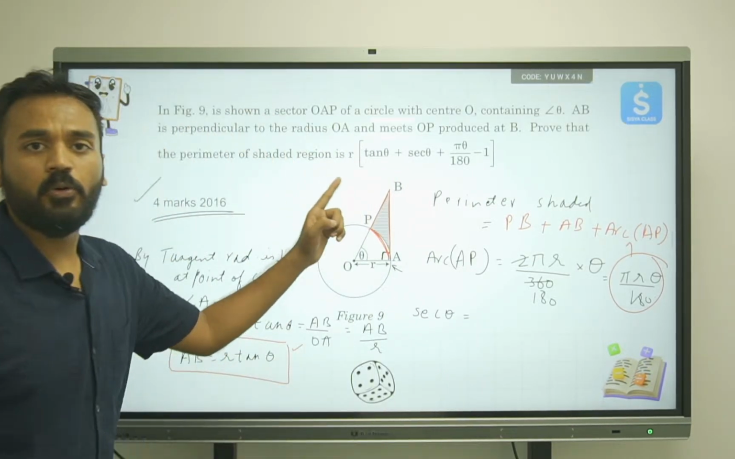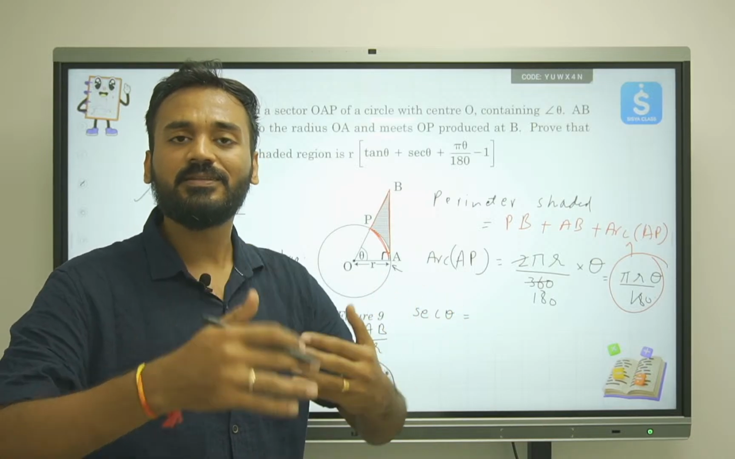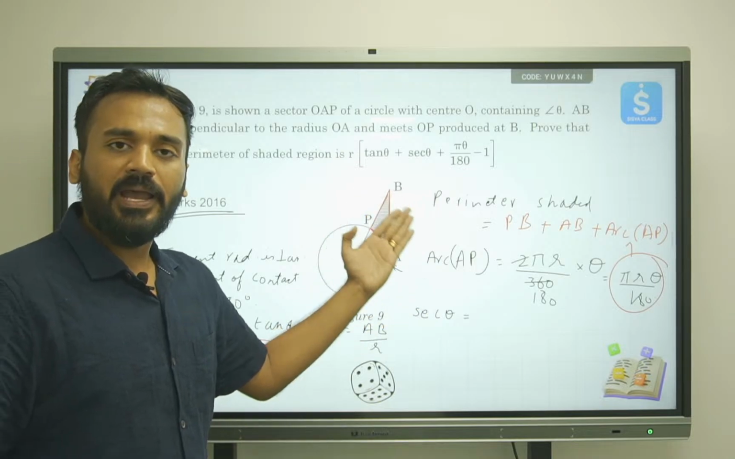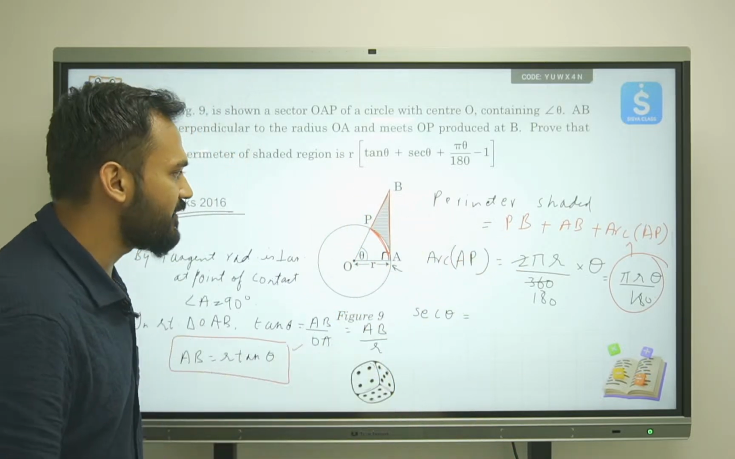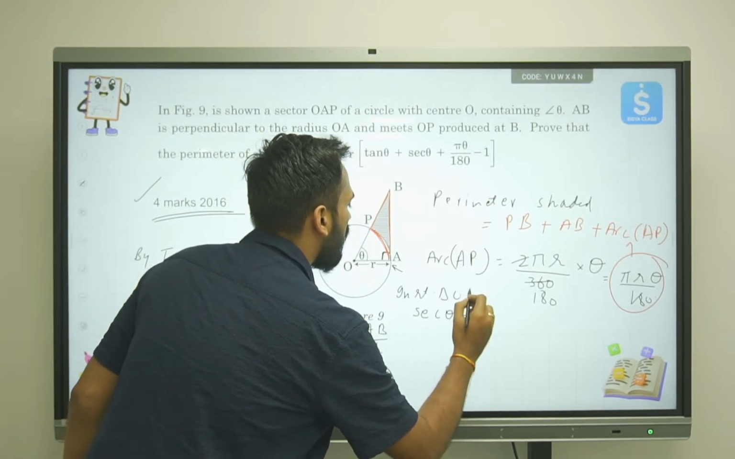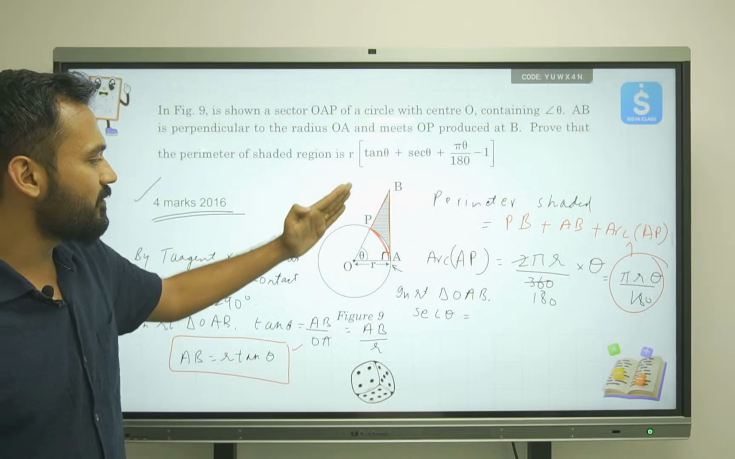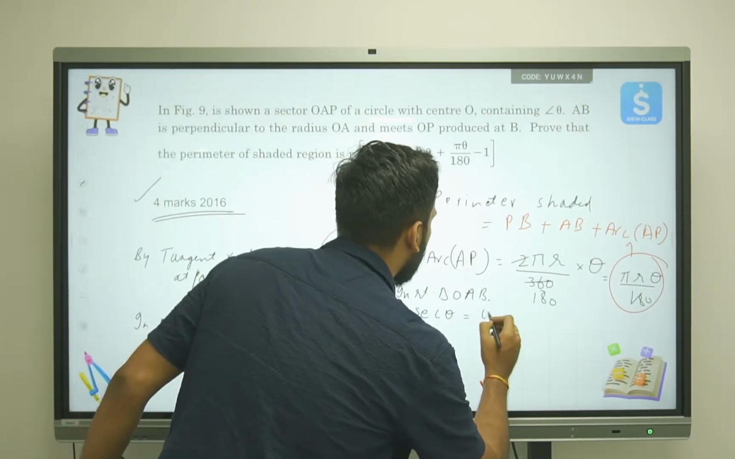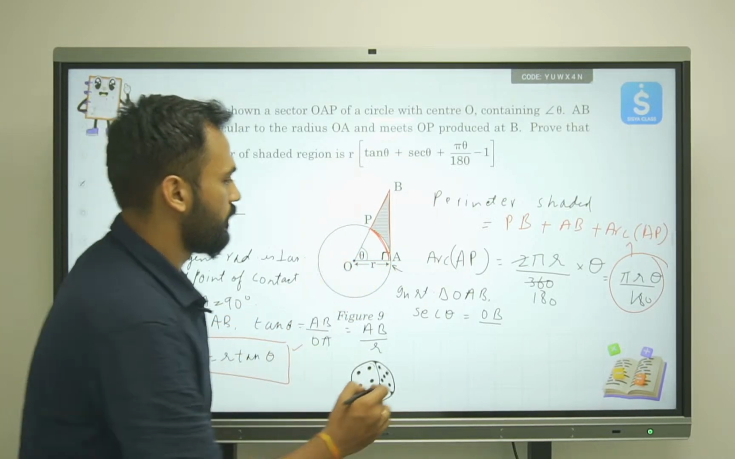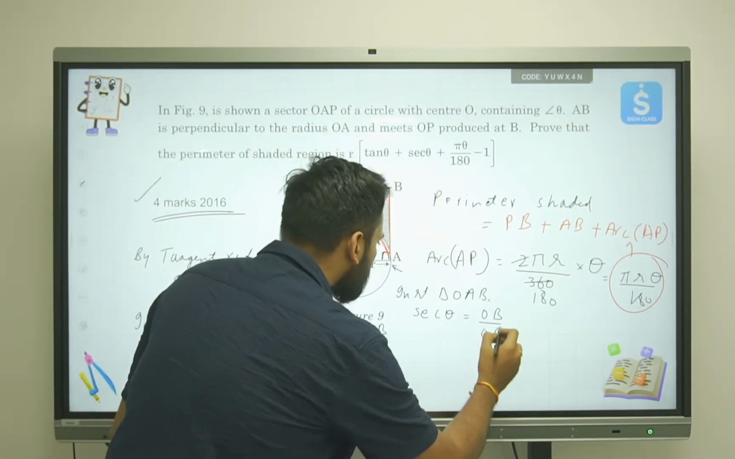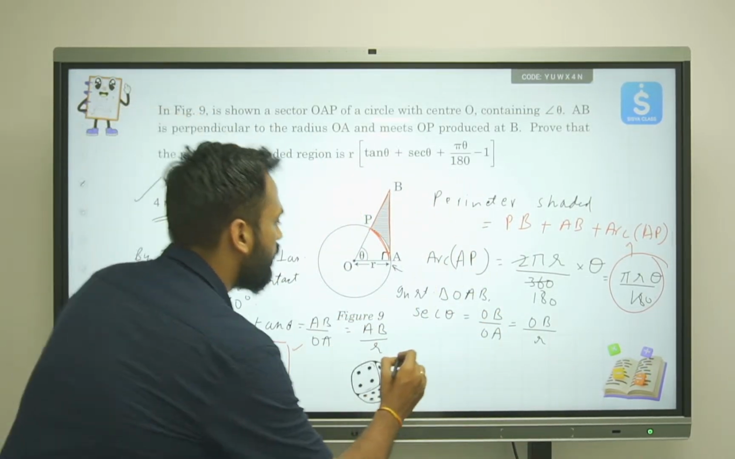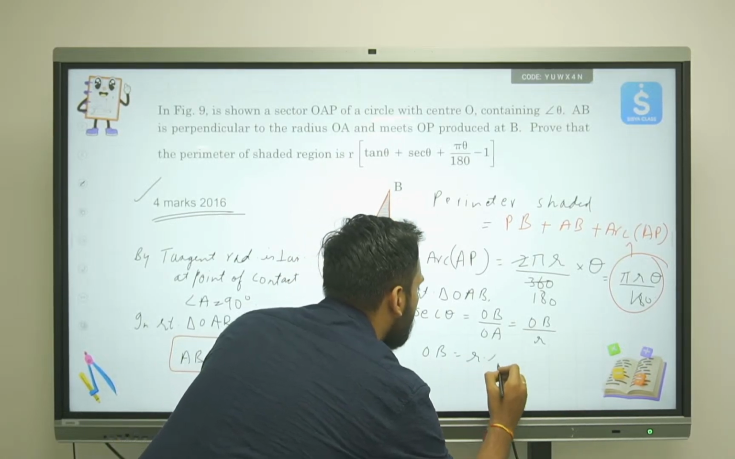Secant of theta is hypotenuse divided by adjacent side. It is just the reciprocal ratio of cosine, right? Cosine is adjacent side by hypotenuse. Therefore, secant is hypotenuse upon adjacent. What is the hypotenuse in this right angle triangle? Again, in right triangle OAB, the hypotenuse is OB. So, OB upon what is the adjacent side for this theta? OA. This is OA. So this comes out to be OB upon R. Therefore, OB is equal to R secant theta.